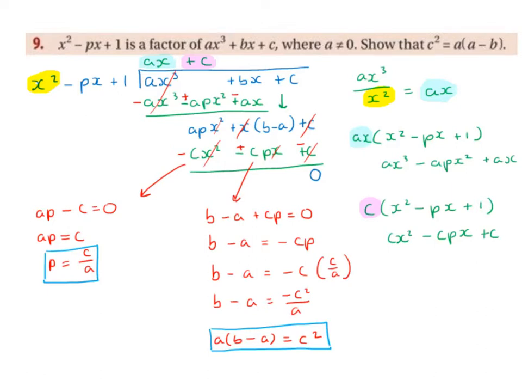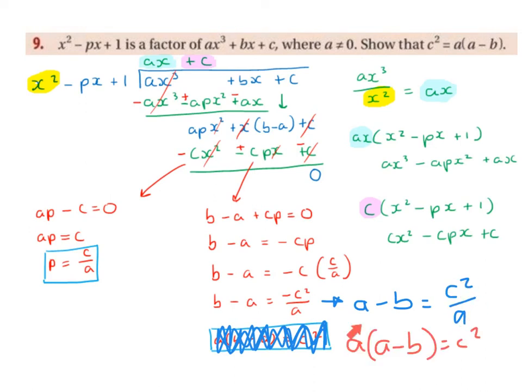And then we just have to get the c squared on its own because we want to say that c squared is equal to a times a minus b. So we first of all want to change this. We don't want minus c squared over a, we want c squared because ultimately we have c squared here. So we multiply across by minus 1. So that minus a becomes positive a, that b becomes minus b, and minus c squared over a becomes c squared over a. And now we just have to multiply across by a so that we get c squared on its own. So we get a times a minus b is equal to c squared, which is what we wanted.